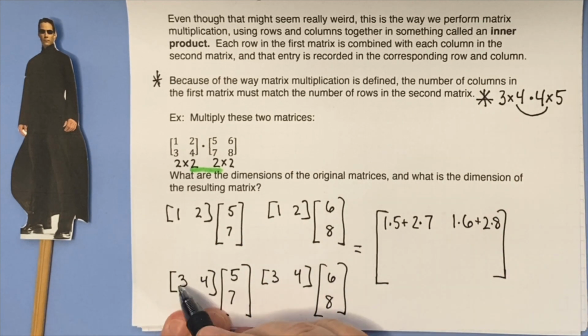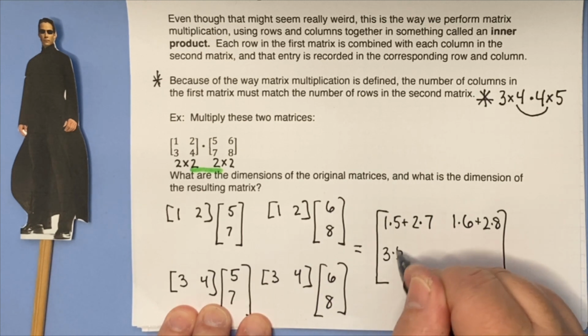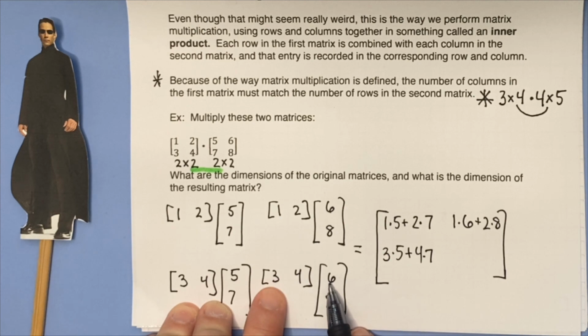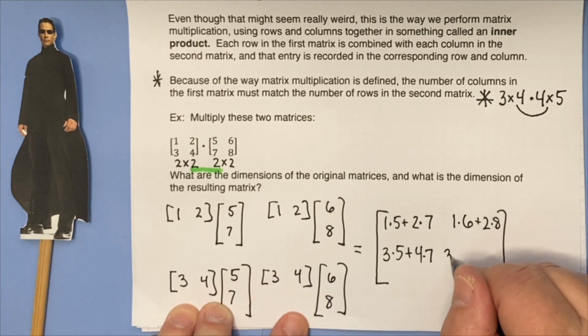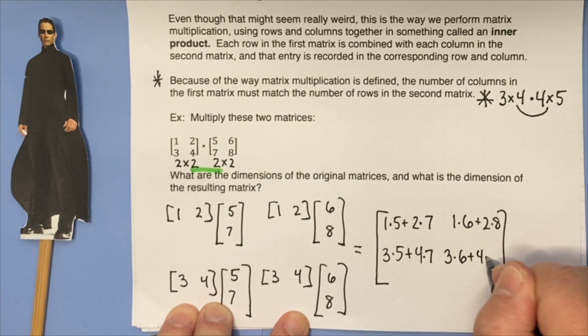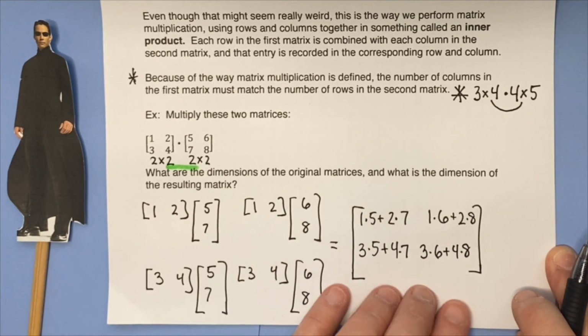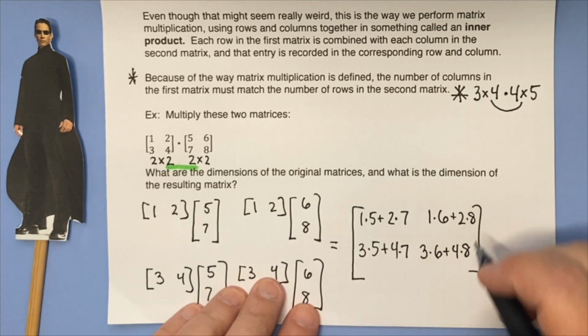Down here, I get 3 times 5 plus 4 times 7. And for this one, 3 times 6 and 4 times 8. Okay, so because I'm interested, I made it a little too big, but let's see if I can squish this in.